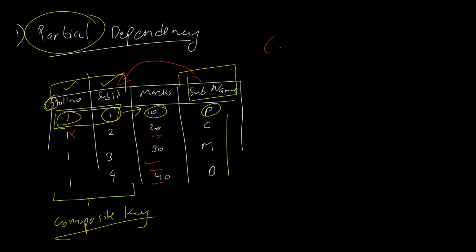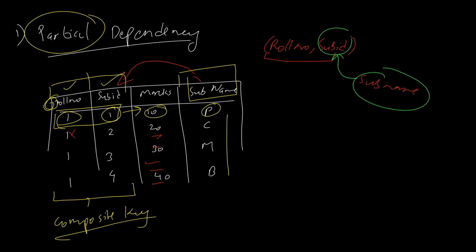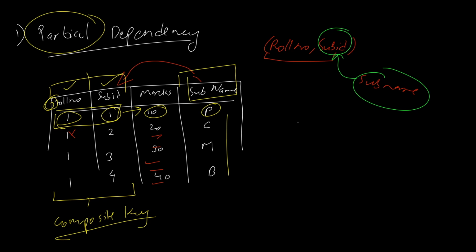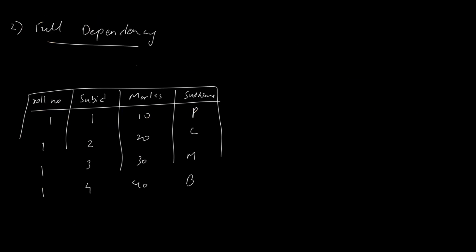So in this relation, you can see we have roll number and subject ID as key, but our subject name is only dependent on the subject ID. This is called partial dependency, which is not needed in a normalized database and should not be present in a normalized database. But to identify and remove it, you need to understand what it is and what you are looking for. So this is a partial dependency, and now you understand. We'll come back to full dependency.